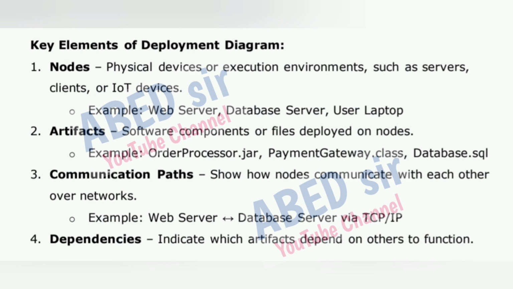2. Artifacts, software components or files deployed on nodes. Example, orderprocessor.jar, paymentgateway.class, database.sql. 3. Communication paths show how nodes communicate with each other over networks. Example, web server left and right arrow database server via TCP/IP. 4. Dependencies indicate which artifacts depend on others to function.